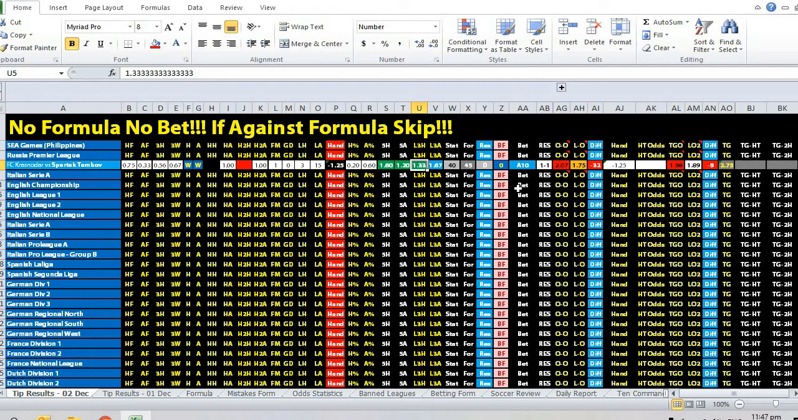So the best alternative would be to take the away team and accept the plus 1.25 handicap. And that's what we did, and we won this bet.